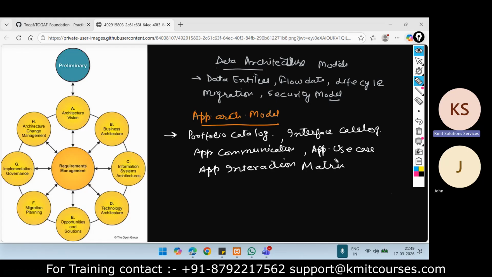Do you have any question? Well, nothing at the moment. Are we also going to discuss these data architecture models in detail? For example, the data flow diagram, the life cycle, migration, and security model.